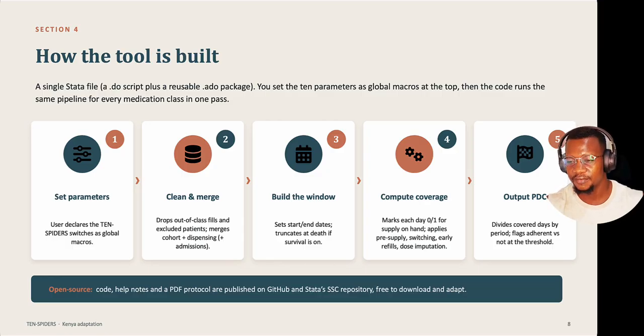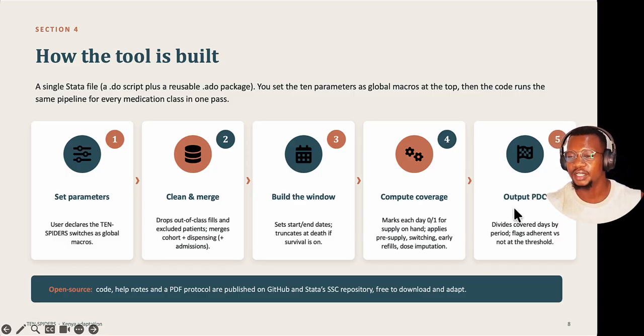Then compute coverage, that is, you mark each day 0 or 1 for supply on hand, and you apply pre-supply. You take care of switching medication, for example, they were on one drug, then they switch to another, or vice versa. You take care of early refills, and then, of course, dosage imputation. How many tablets are they taking in a day? Is it OD, is it BD? Whatever. Then the output, that is the proportion of days covered, right?